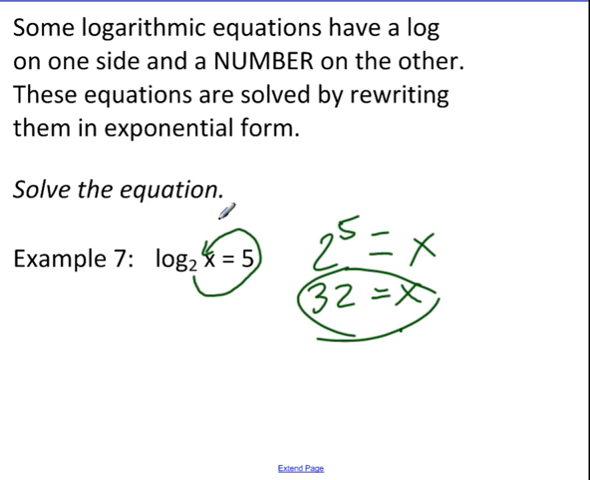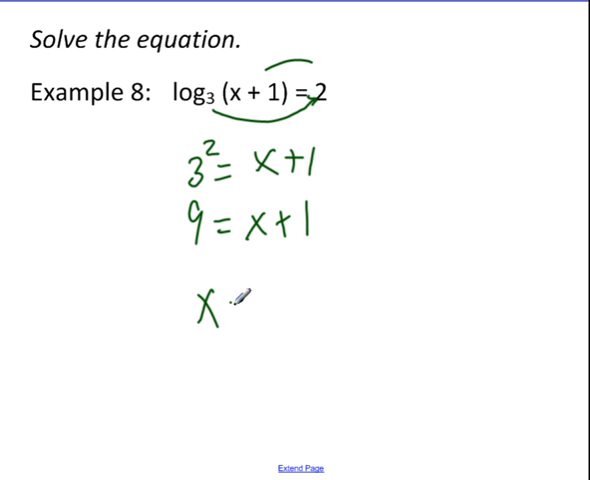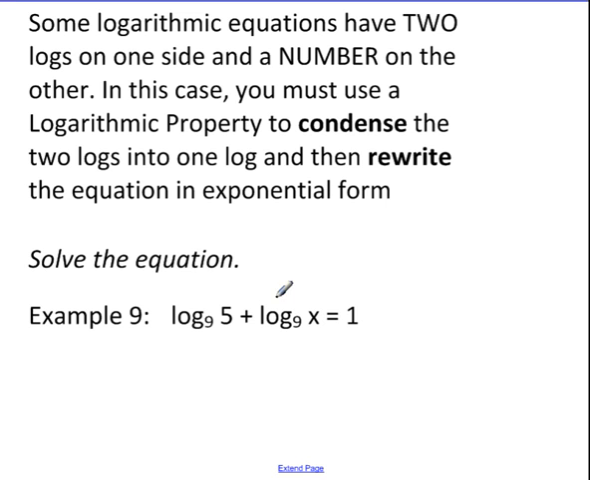So 32 it is. So here, we're going to go 3 squared has to equal x plus 1. So we got 9 equals x plus 1, so x then has to equal 8. Oh, not so bad, not so bad.